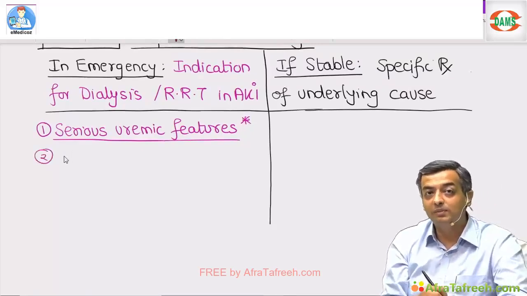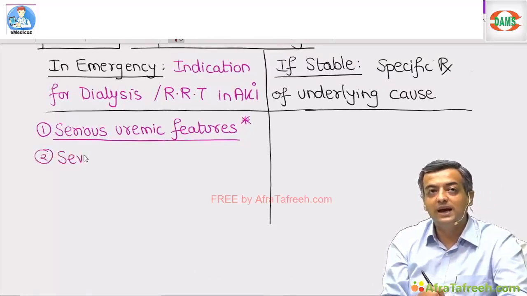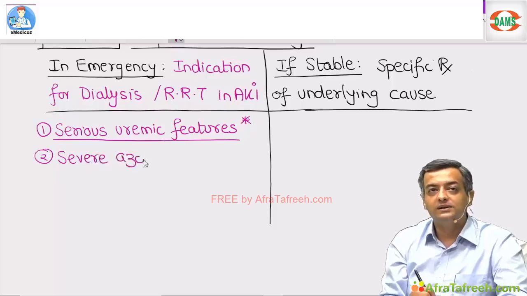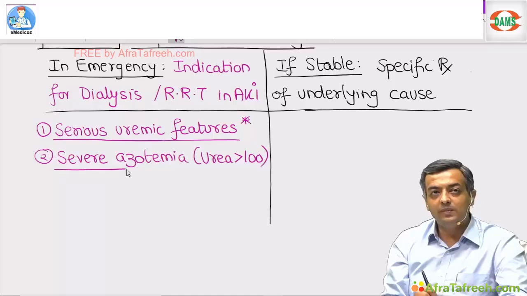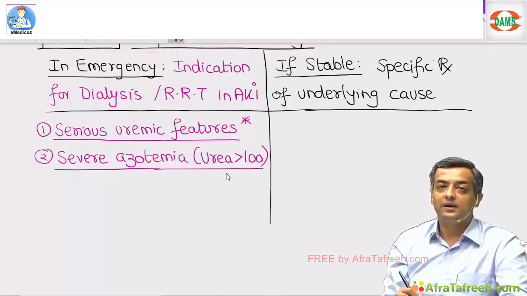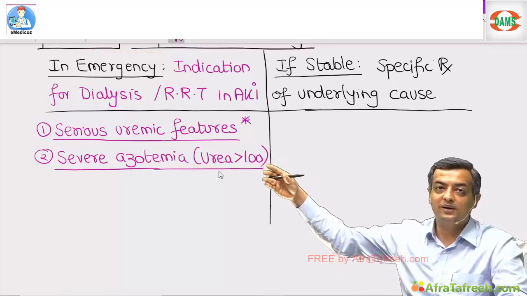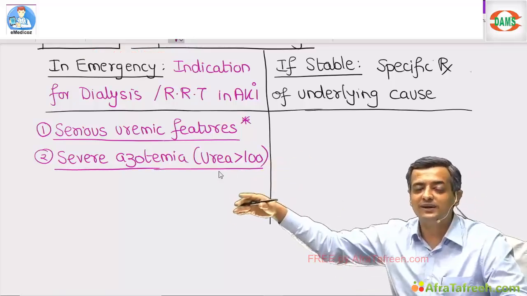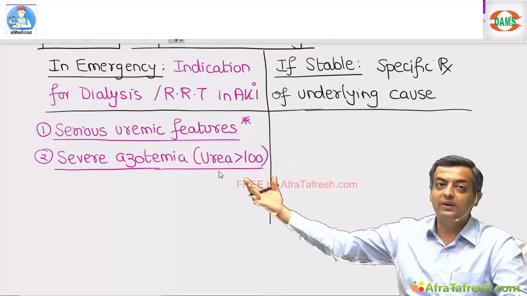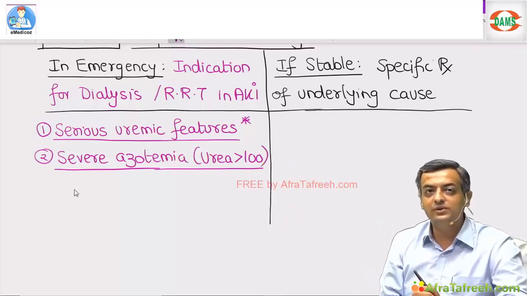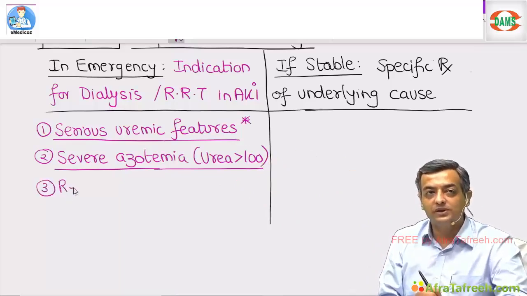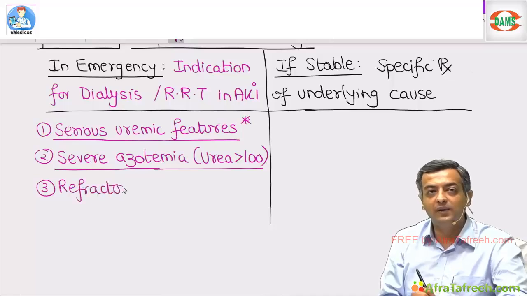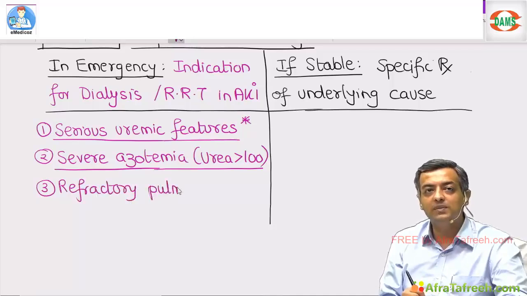Number 2, if the patient comes with severe azotemia, that is urea level more than 100. Uremic complications might not have occurred, but the levels are high enough for them to occur. So you don't wait for convulsions to occur, don't wait for them to deteriorate before offering dialysis. Severe azotemia is an indication for dialysis. If the patient has refractory fluid overload, that is pulmonary edema.